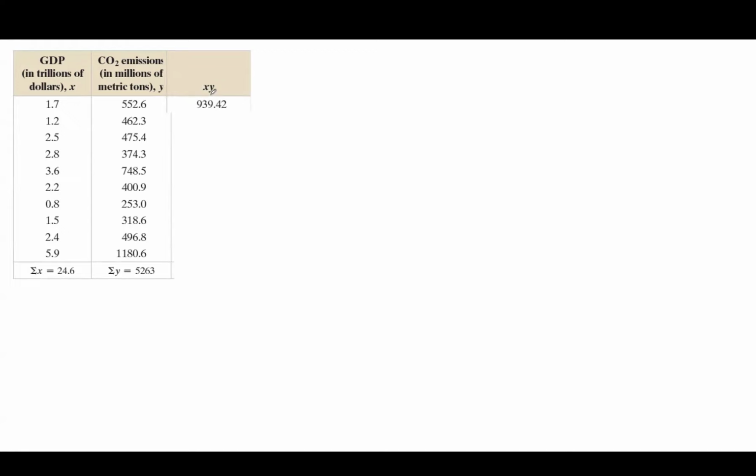Remember, first you multiply each x and y. This is the multiplication of x and y. You're going to repeat this for each line. And then you're going to square x values. 1.7 times 1.7 gives you 2.89. Then you square each y value.